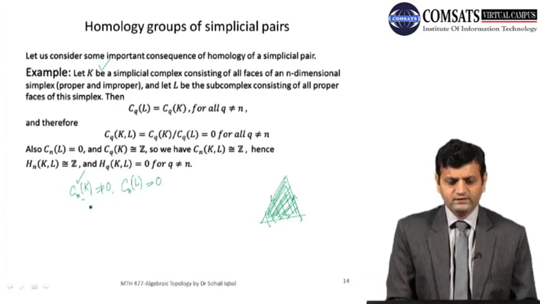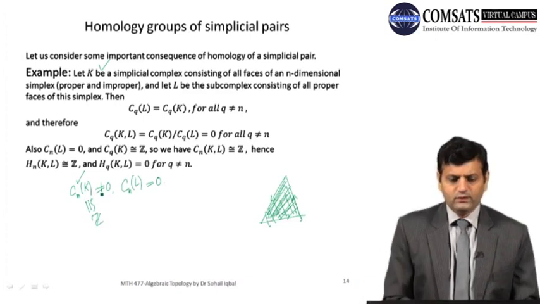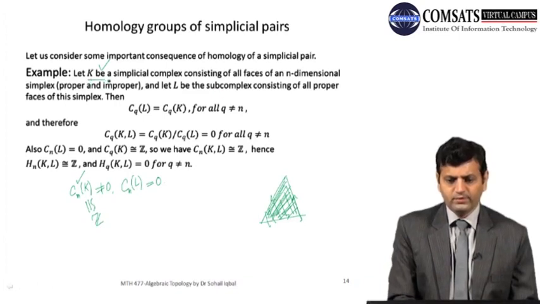So that's why we can say that this is isomorphic to Z, because there is only one simplex of dimension n. So it is a free abelian group of rank 1. Now since L is a subcomplex consisting of all proper faces of this simplex, and K is a simplicial complex consisting of all proper and improper faces of some n-simplex, when we go to dimensions which are not equal to n, they are equal, because they have the same elements.